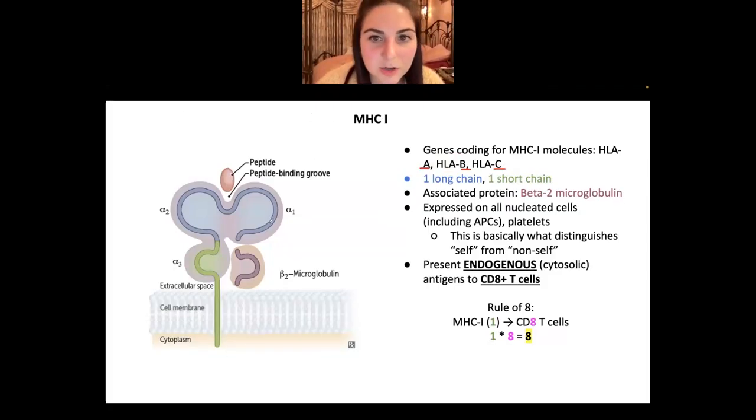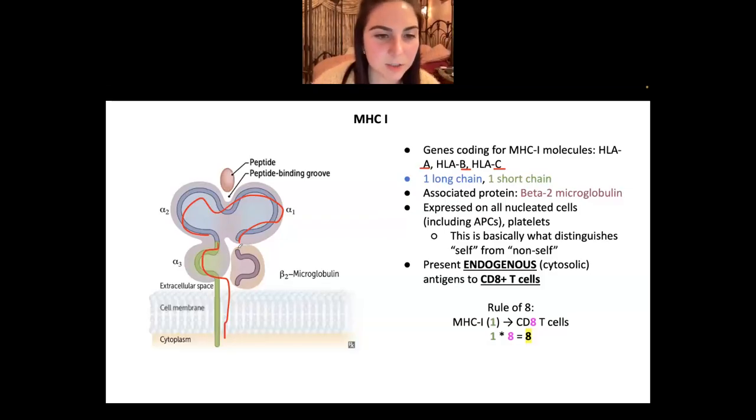Looking at the structure, I tried to color code it again. There's one really, really long chain, and then what they call a short chain. I think they look the same size, but it's fine. So there's a long chain and a short chain, and then there's an associated protein called beta-2 microglobulin. It's not a part of the MHC class 1, but it's always with it. So it's not attached.